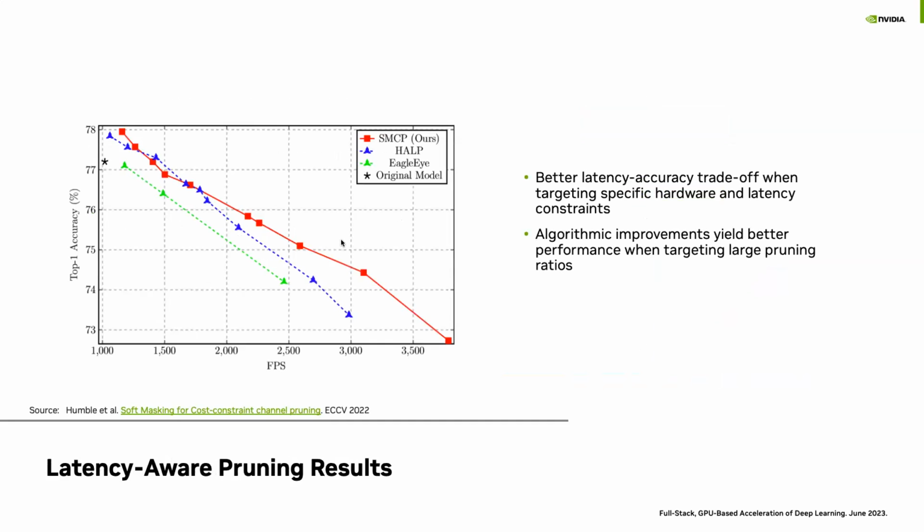Here we show how the latency-aware pruning performs. We show the top-1 accuracy versus the inference FPS in the figure. It is clear that by applying the latency-aware pruning, it performs better than the generic pruning. And if we apply the algorithm improvement using the soft masking, we can get even better accuracy when it goes to aggressive pruning rates.